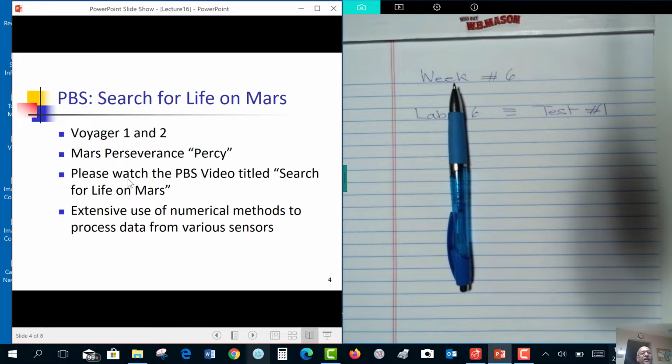So I really would like to encourage you to watch the PBS video titled "Search for Life on Mars." As you can imagine, this particular rover has extensive use of numerical methods to process data that it is collecting from various sensors. So the stuff that you are going to be learning in this course is very much integral to the performance of Percy. So I hope you watch it and I hope you enjoy the video.